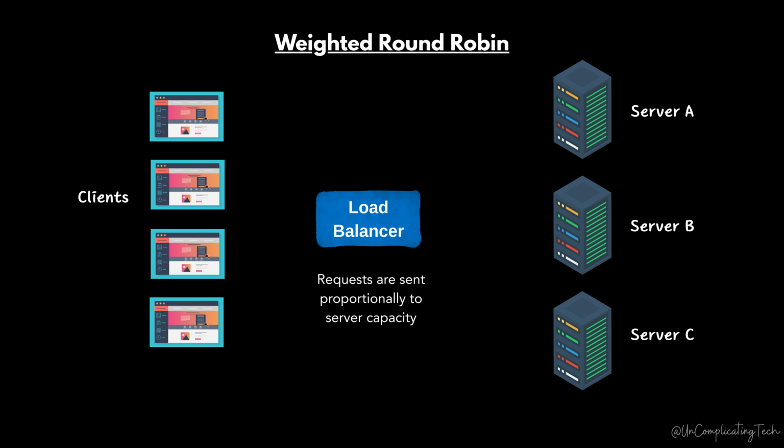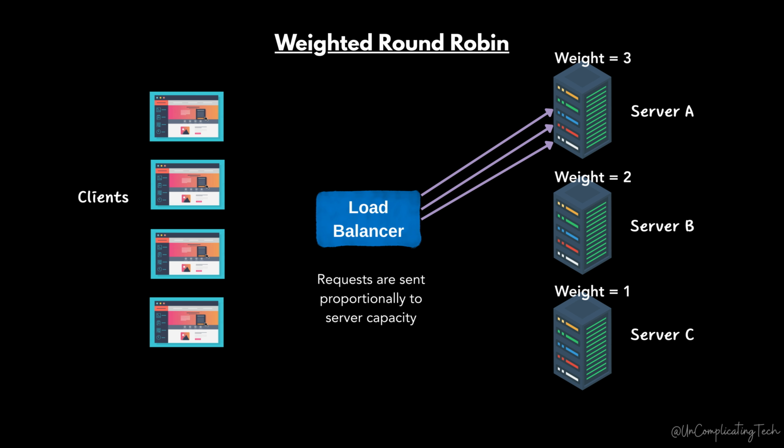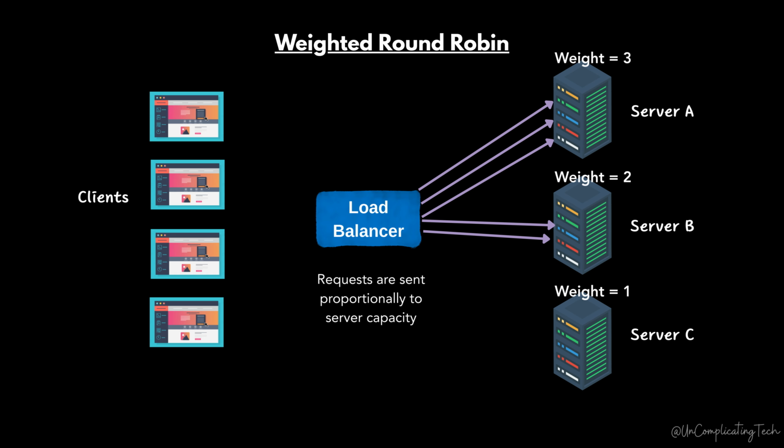So imagine for these three servers, server A has weight 3, server B has weight 2, and server C has weight 1. Then server A gets 3 requests for every 1 request sent to server C. The cycle still repeats, but not evenly. It repeats according to the weight of the servers.